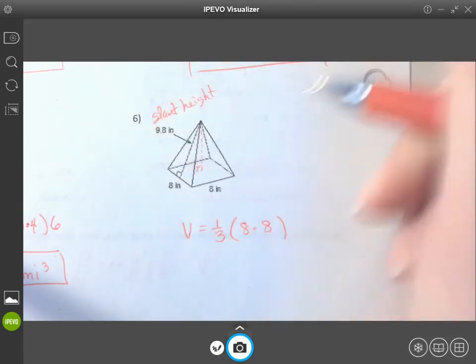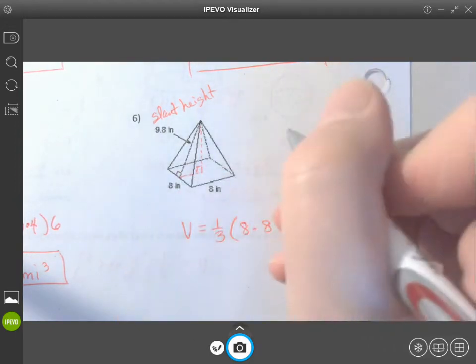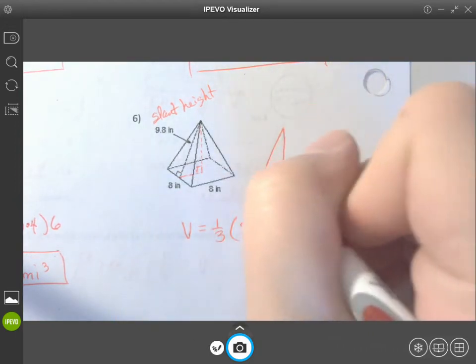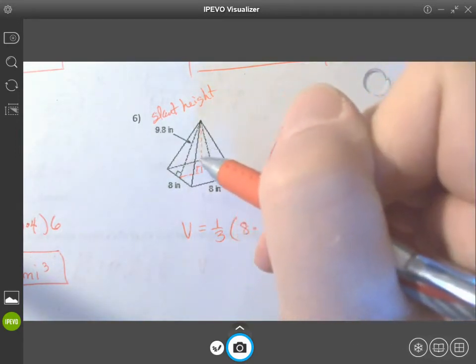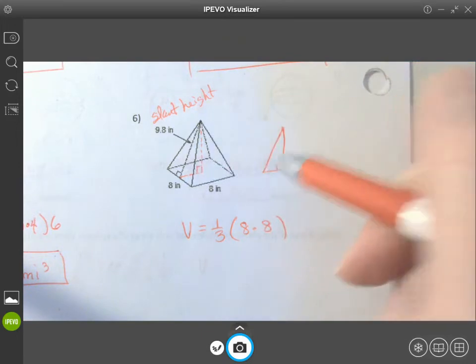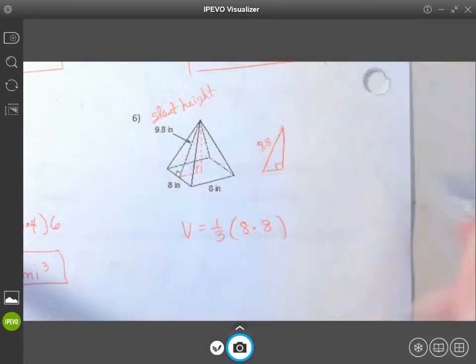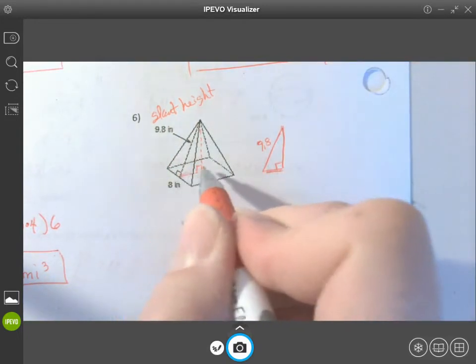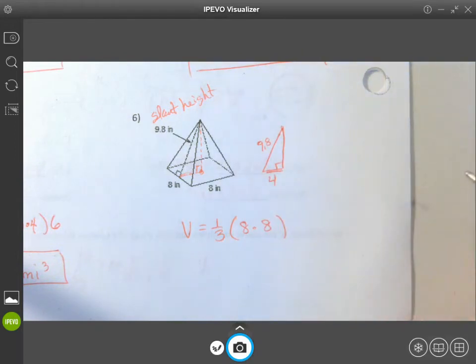Now, if you can picture this, draw a little line dropping and connect it. This right here is a cross section. So here's where it drops in the middle of the pyramid and it goes to the side. Okay, this is 9.8. This is the side of it. What would this be from here to the middle? That would be 4. Do we see that?